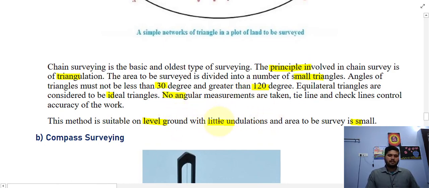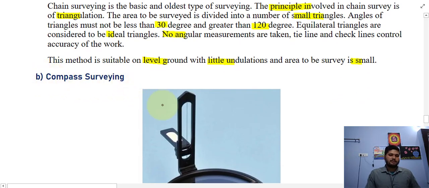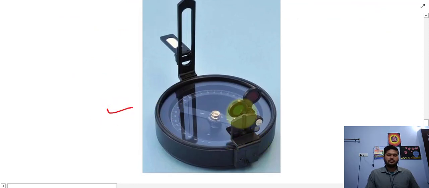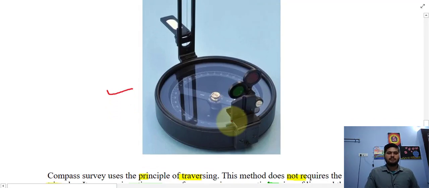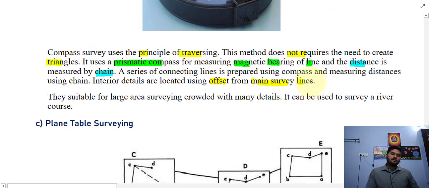So these are the important points for note purposes. I have highlighted those small points. Please go through these points. Second is compass surveying, in which we use a compass. There are two types of compass: simple surveyor's compass, and the second one is prismatic compass. We will discuss this in depth when we cover the unit of compass surveying. Again, I have highlighted good points for your note making.